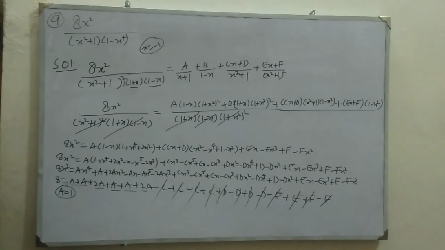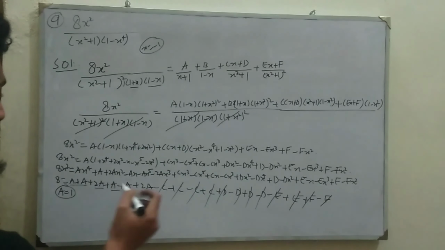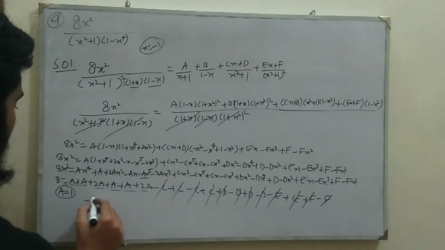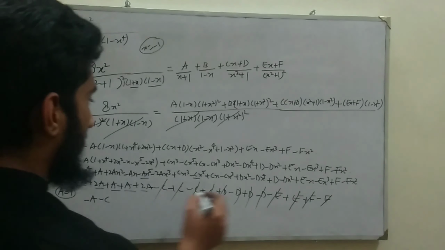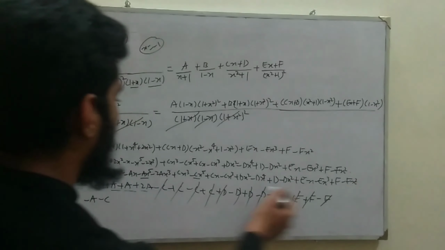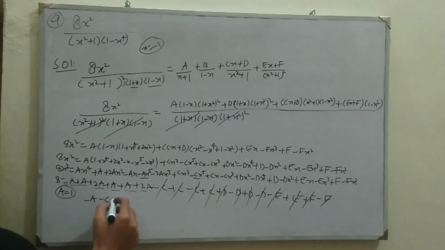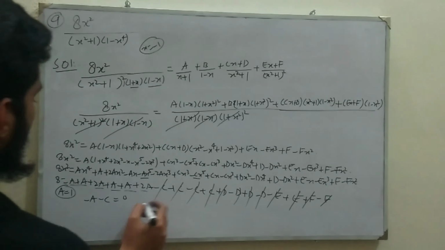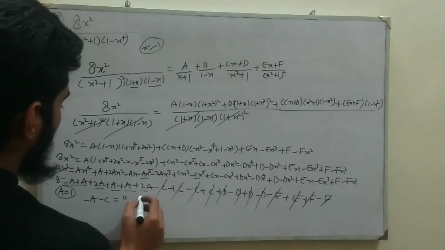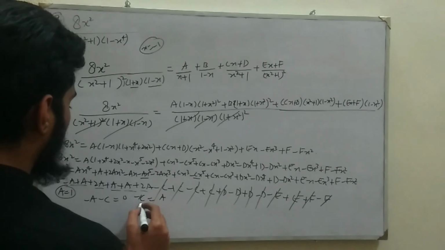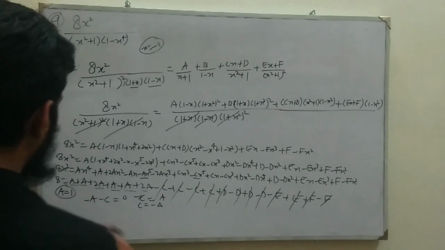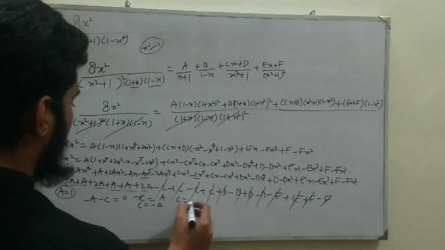Now comparing the coefficient of x raised to power 5 on both sides. On this side the coefficient of x raised to power 5 is minus a, and on the other side the coefficient of x raised to power 5 is minus c. The coefficient of x raised to power 5 is not there on this side, so it becomes minus a is equal to c. The a will be equal to minus c, so the value of c is equal to minus a. So a is 1, so it becomes c is equal to minus 1.